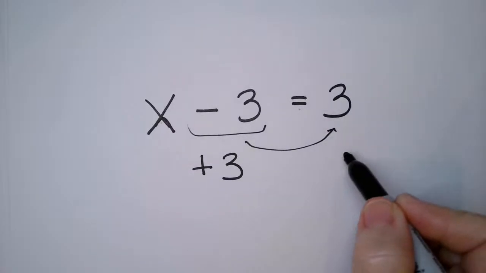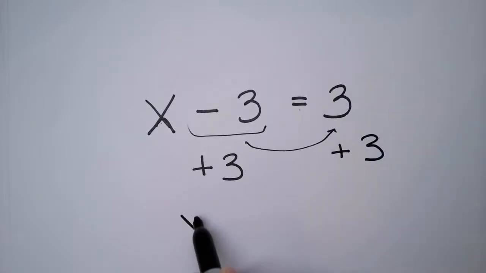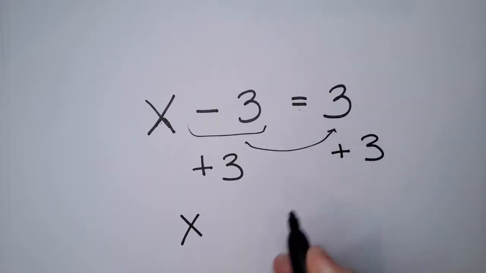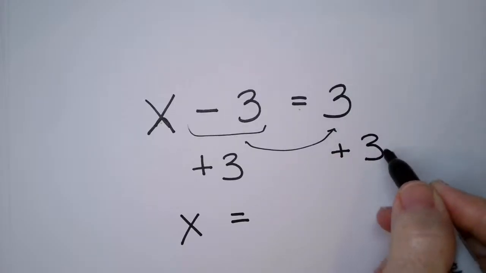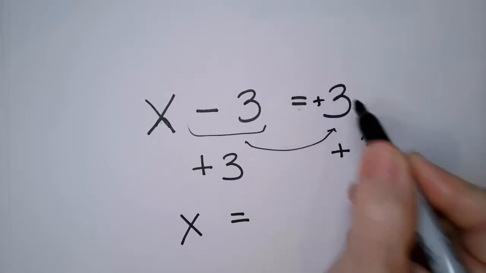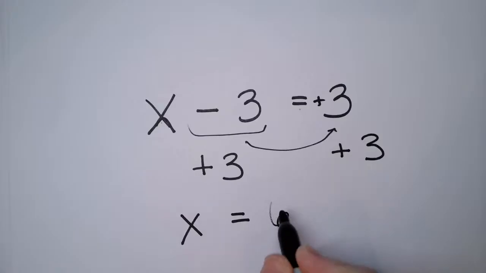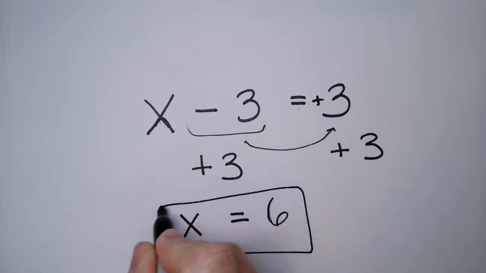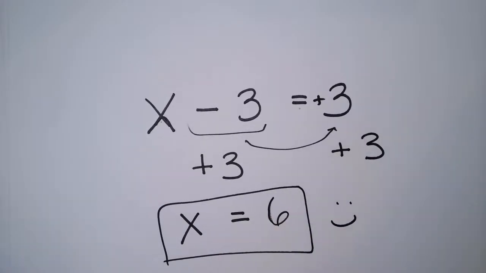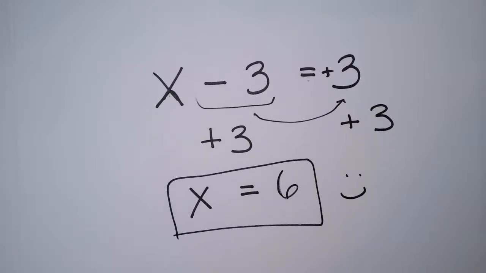Whatever you do to one side, you have to do to the other. So -3 plus 3, that's 0. Plus 3 and plus 3, if it doesn't have a sign, we call that plus, is going to be 6. Give me a smile if you're seeing this now. You're like, aha, okay, I get it now. Thank you so much. All right, great.